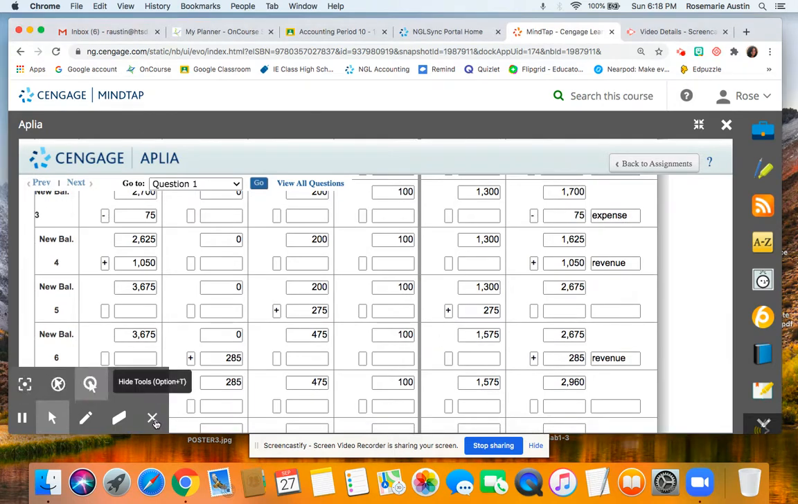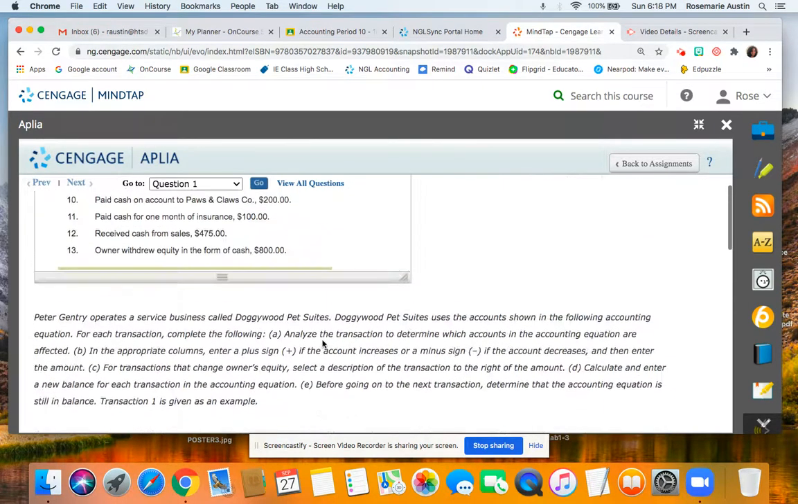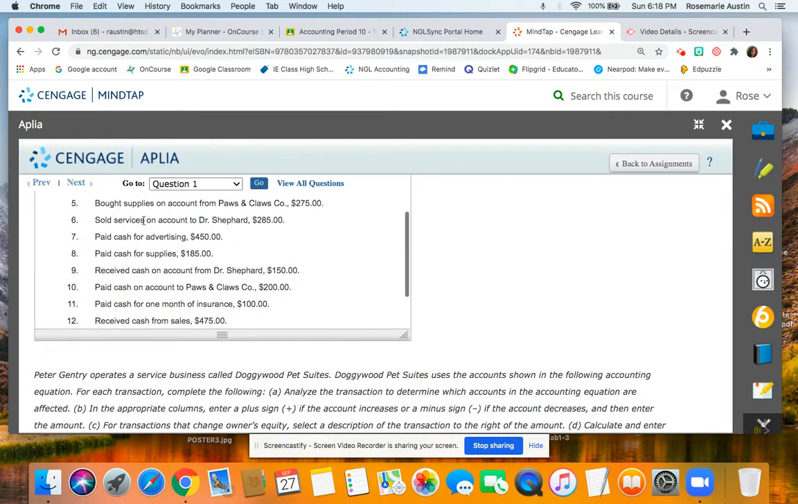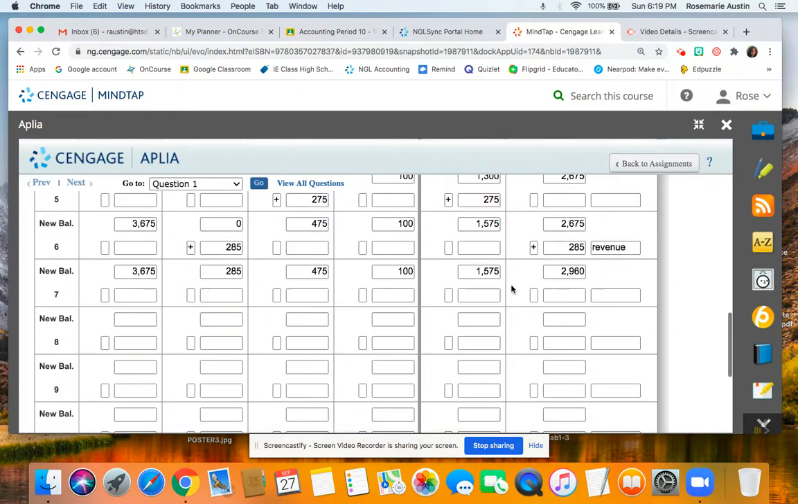Okay, so the last transaction that we did, which was transaction number 6, I think I had you guys type 275 in there. That sale on account to Dr. Shepard was 285. So for some reason, I typed in 275. Maybe I looked at this one up here again, but it's 285. So if you stopped working on your problem after part 1, make sure you correct that before we proceed, because it'll mess up the final balance if you don't.